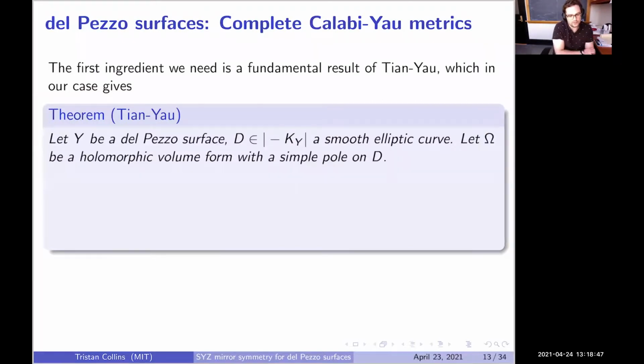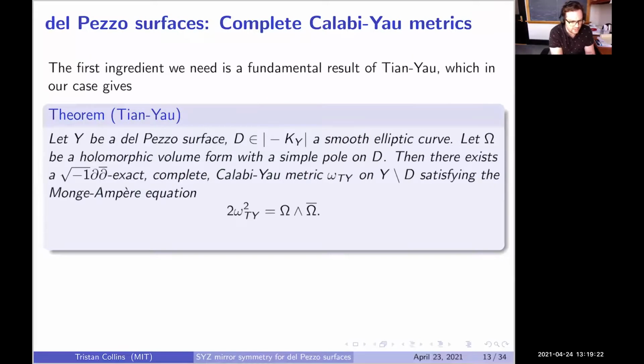Okay, so if I want to talk about classical SYZ mirror symmetry in this non-compact case, the first thing I need to say is what the Calabi-Yau metrics are. The Calabi-Yau metrics on the del Pezzo side were produced by Tian and Yau in the 80s. So if you have a del Pezzo surface with a smooth elliptic curve as anti-canonical divisor, that's a Calabi-Yau curve. So now you have this holomorphic volume form with a simple pole on D. Then the Tian-Yau theorem says that you can find a DD-bar exact Calabi-Yau metric on the complement of D, which satisfies the Monge-Ampère equation.